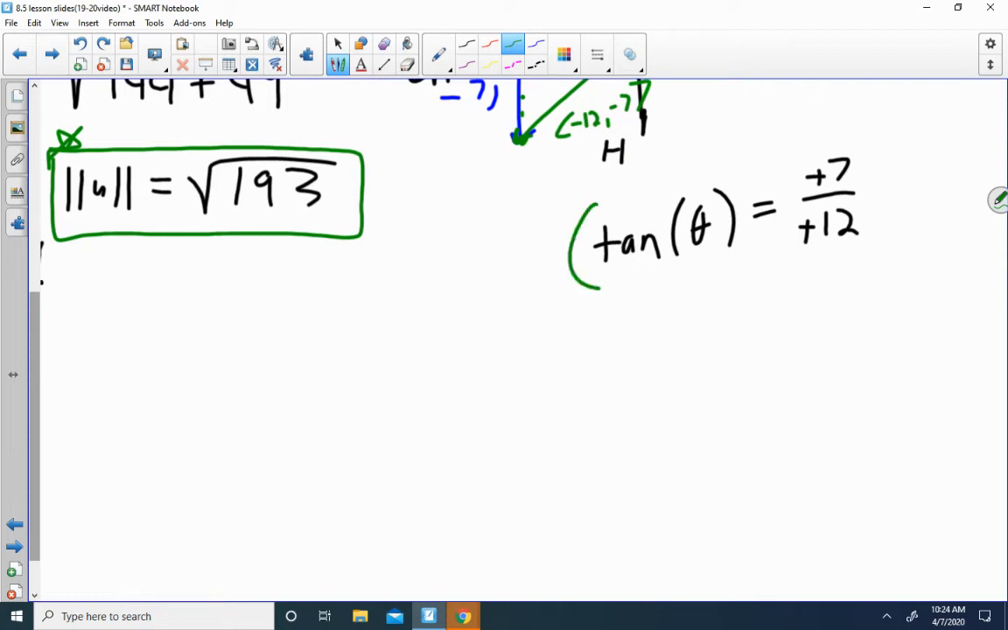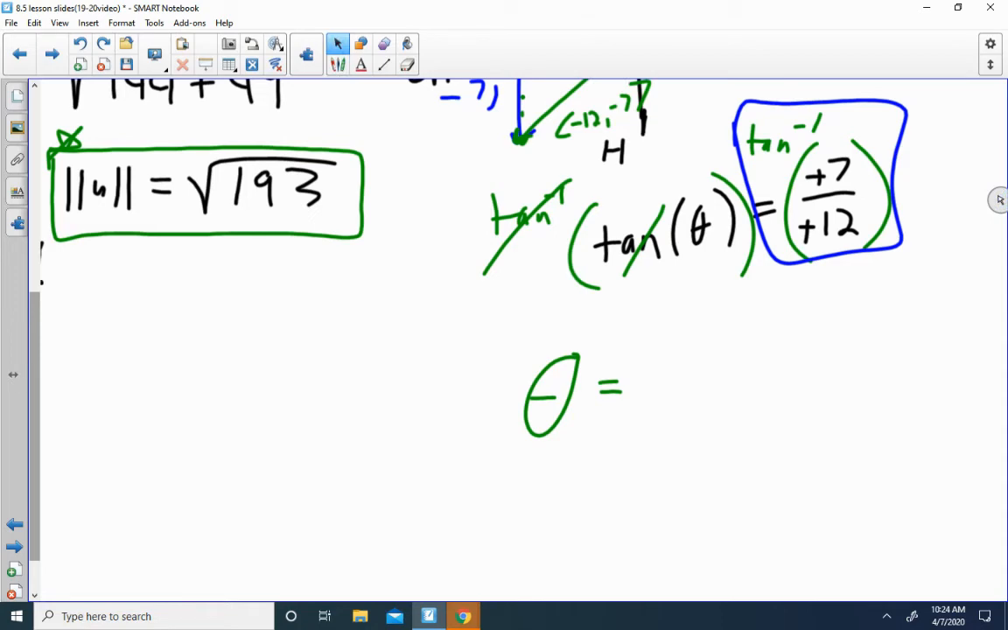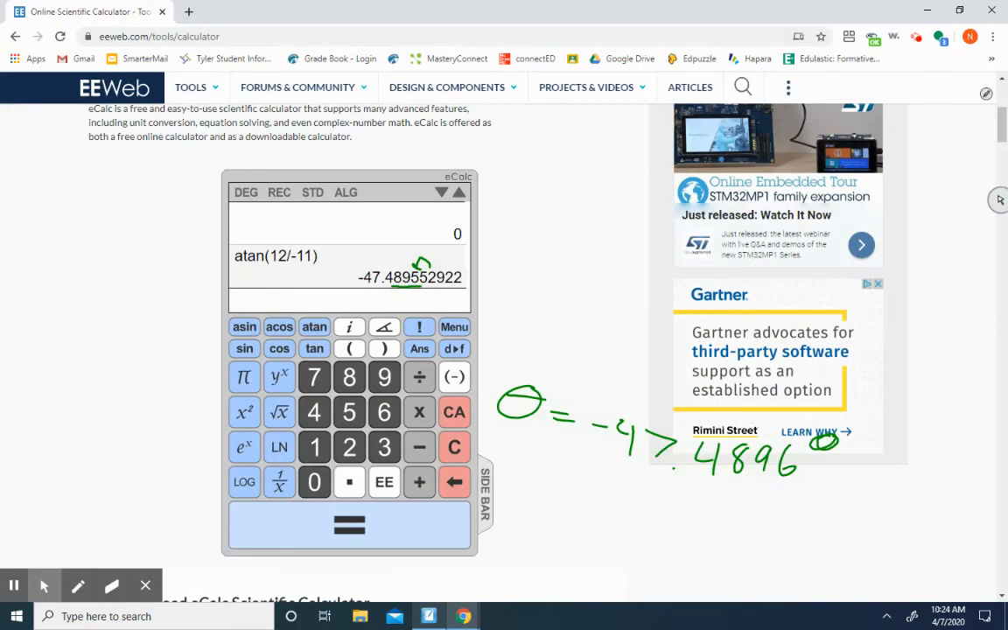We got to get the angle by itself. So we got to take tangent inverse of both sides. Tangent inverse, tangent inverse. Tangents cancel on this side. Now we just got to do tangent inverse of 7 over 12. Go ahead and do that. So tangent inverse. Erase that.